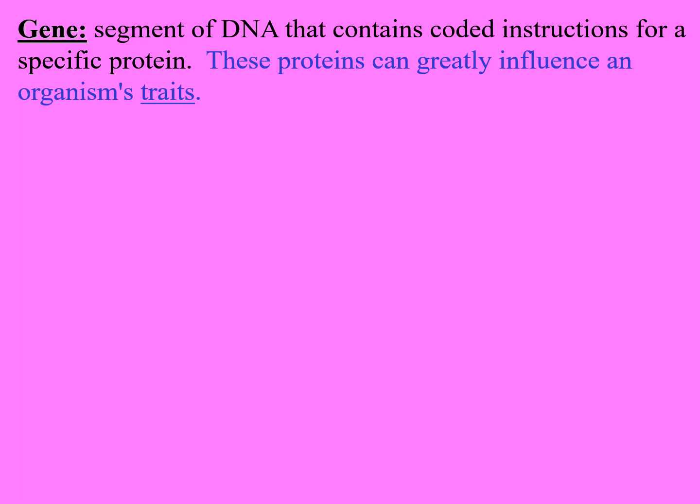Now, I've been using these terms for a while, but it's nice to get the actual definitions in your notes, so make sure you do that. The term gene. A gene is a segment of DNA that contains coded instructions for a specific protein. And you guys should have, by this point, learned how to do transcription and translation going from DNA to mRNA, mRNA to tRNA, then via ribosomes to amino acid chains and all that stuff. And what we're going to get to now is understanding how these proteins can greatly influence an organism's traits.